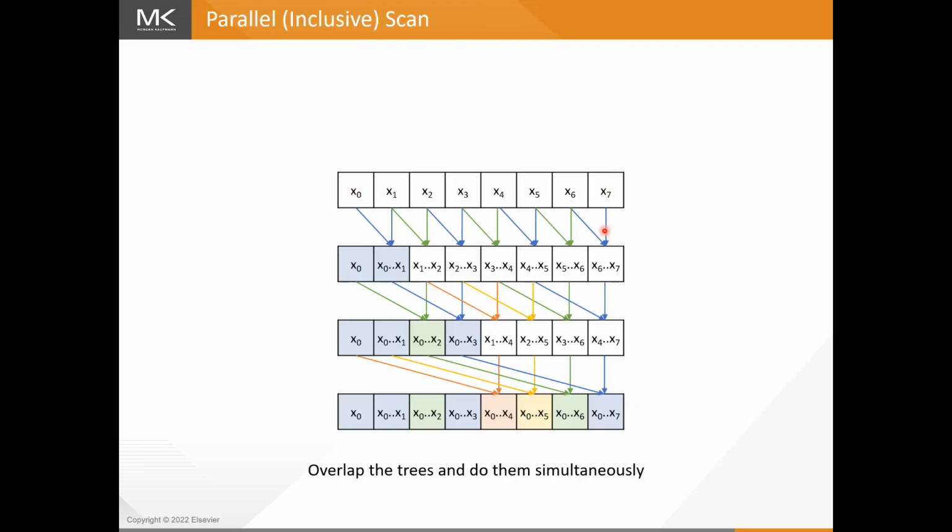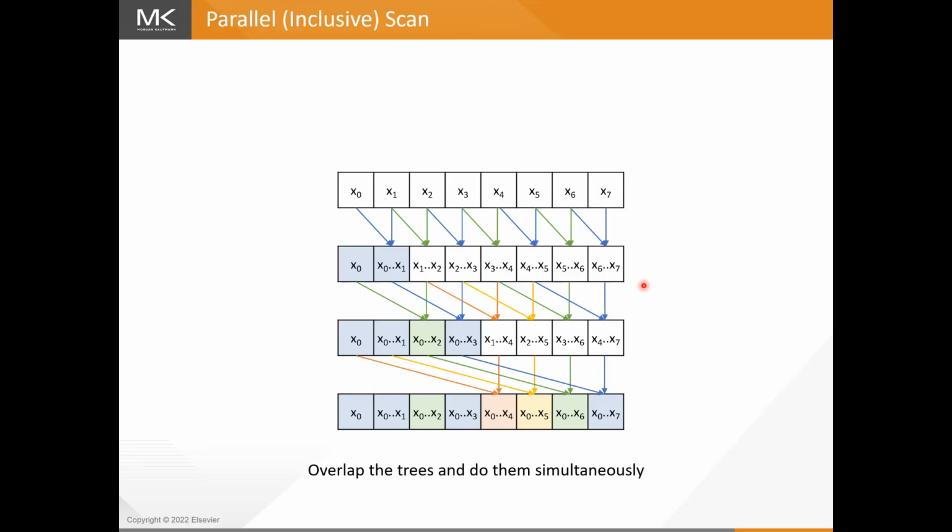But you're right in that what we are doing is we're doing more additions overall, right? So in a sequential scan, we do 8 additions, correct? Or 7 additions. In a parallel scan, we're doing 7 additions in the first iteration. We're doing 6 in the second iteration, and then we're doing 4 in the third iteration. So we are doing more additions overall. But because we're doing them in parallel, we are executing fewer steps overall.